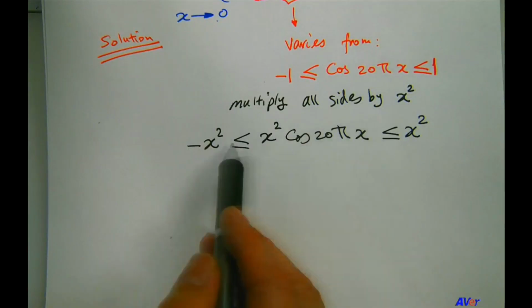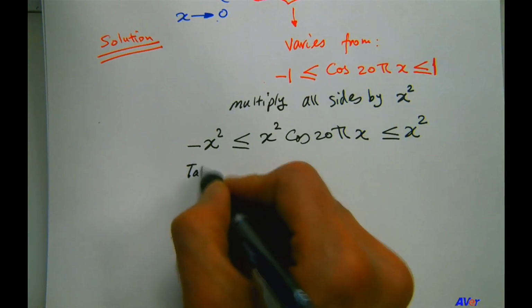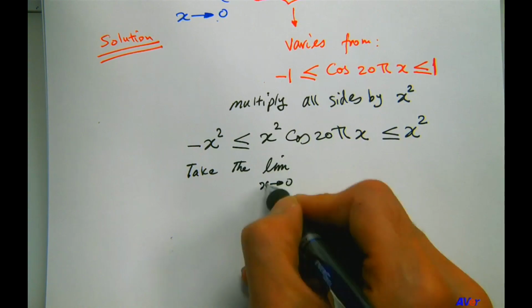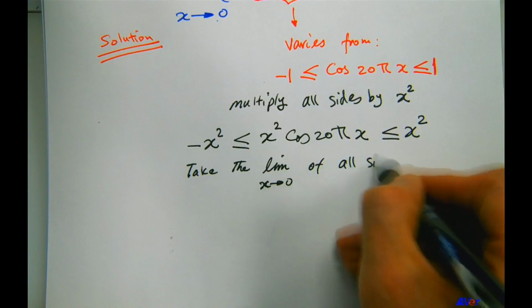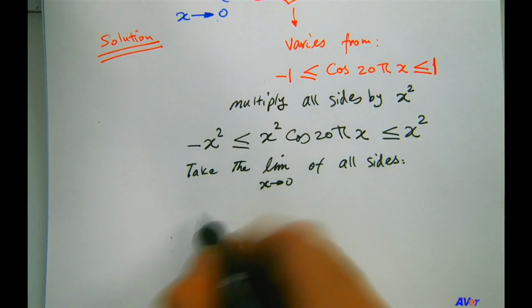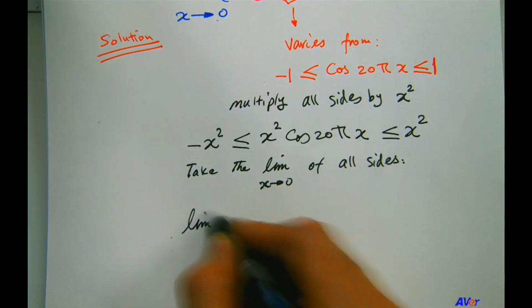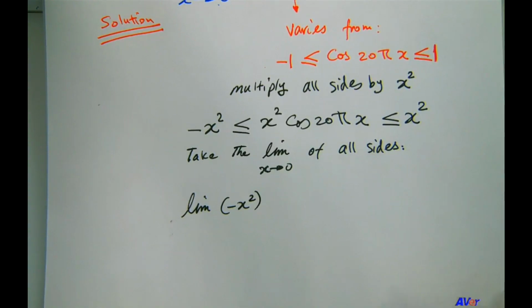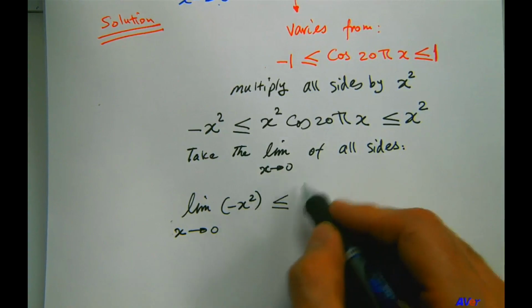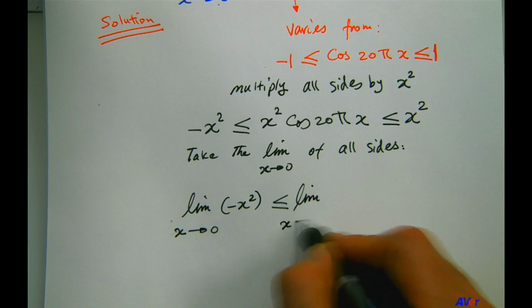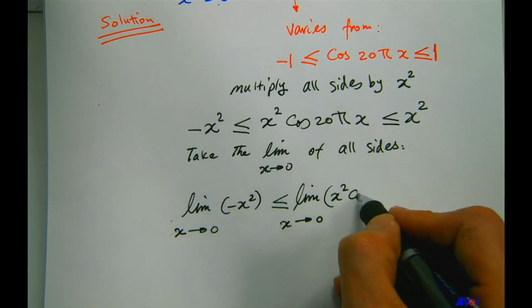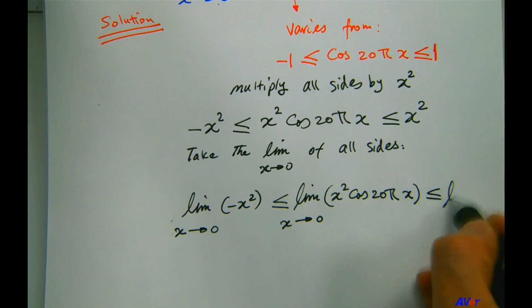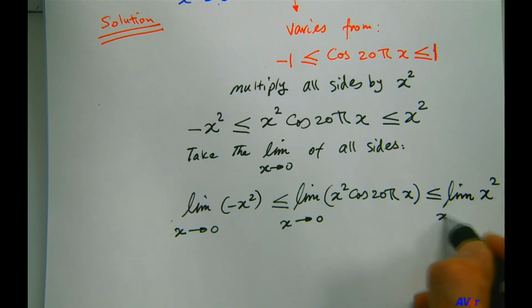So we multiply all sides by x squared. We did that. Take the limit as x approaches 0 of all sides. Okay, we're going to do that next. And so we have the limit of minus x squared as x approaches 0 less than or equal to the limit of that whole thing, x squared cosine of 20 pi x as x approaches 0, and of course less than or equal to the limit of x squared as x approaches 0.